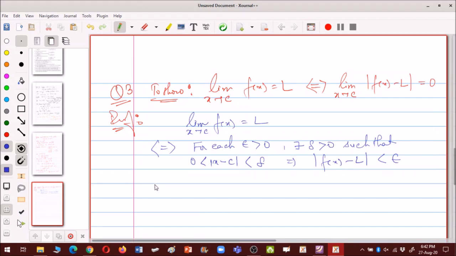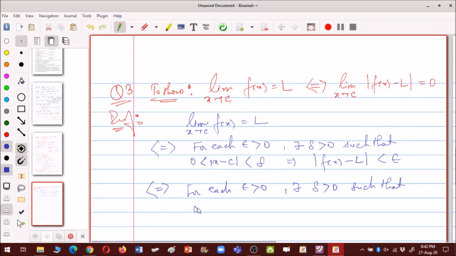and this is equivalent to writing for each epsilon greater than 0 there exists delta greater than 0 such that 0 less than |x minus c| less than delta implies... Now I want to express this in terms of this. So what I will do, I can write the above like this: minus 0 is less than epsilon.